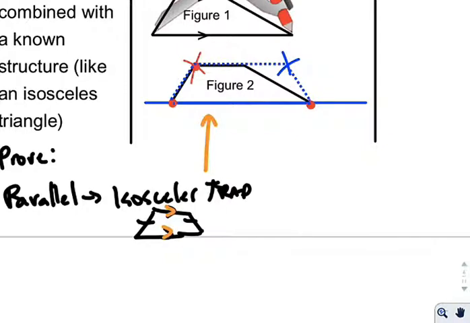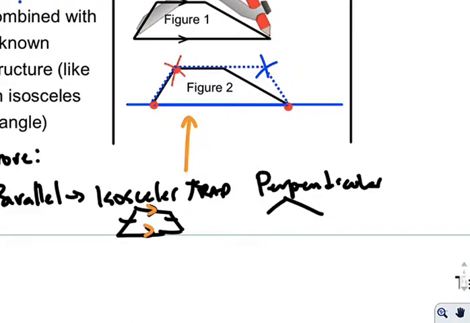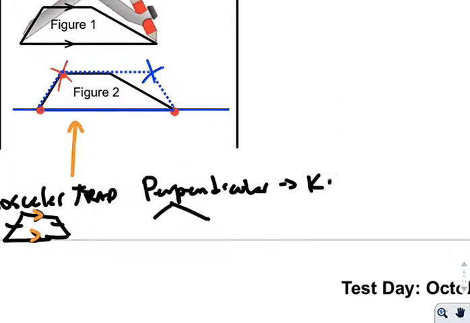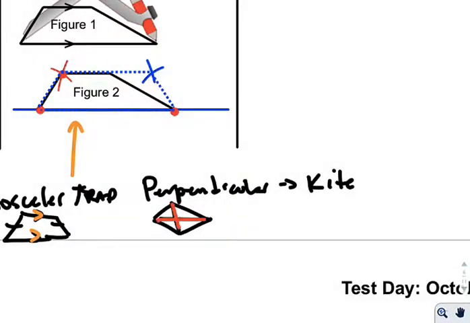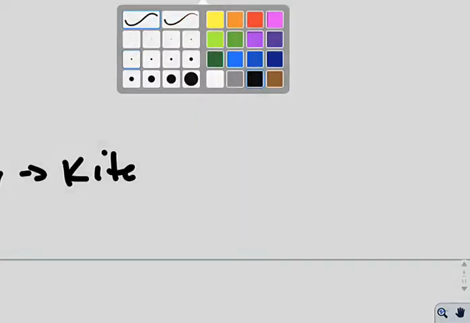If I want to prove something's perpendicular, I'm going to construct a kite. And it's for the same kind of reasoning. I know for sure that these two pieces in a kite are going to be perpendicular. So if I need to prove something perpendicular, I can superimpose a kite, and I'm good to go. There's a couple more that we talked about in class that's worth mentioning.